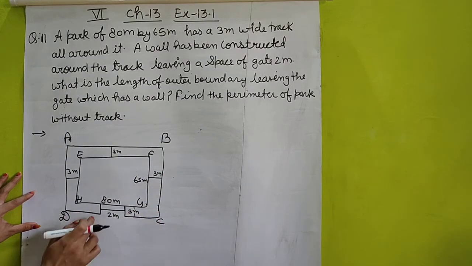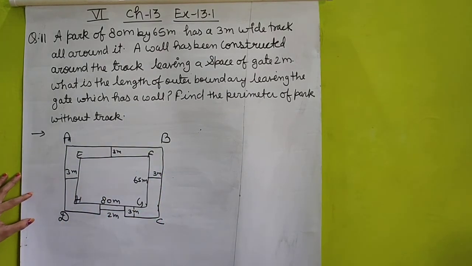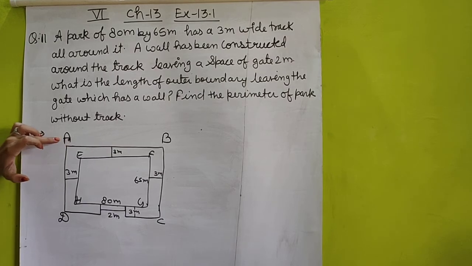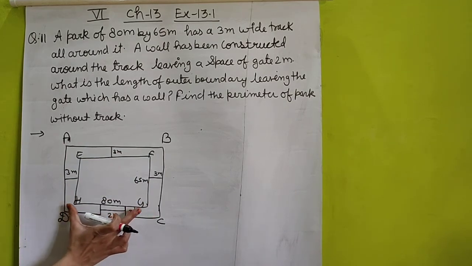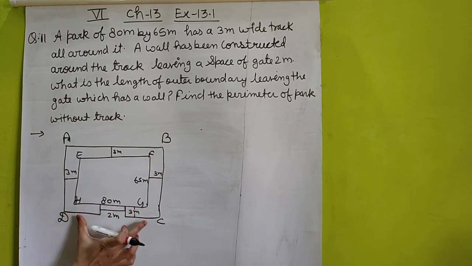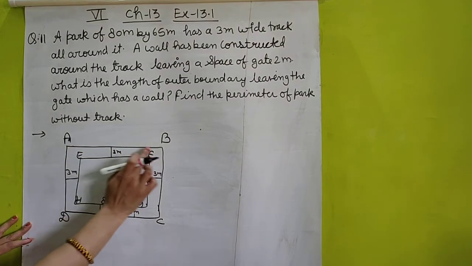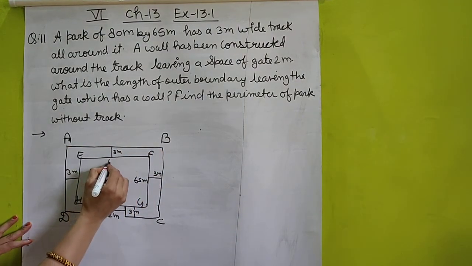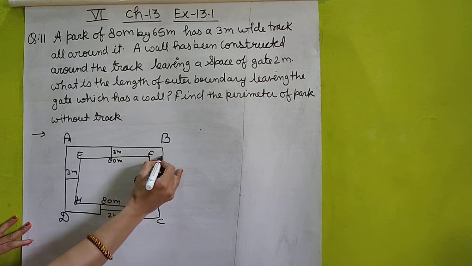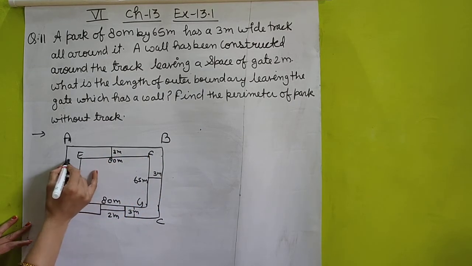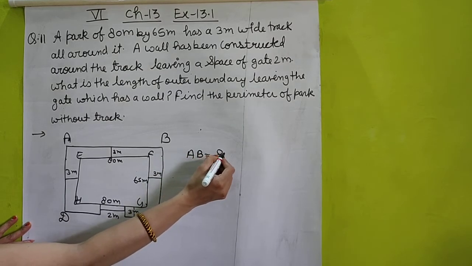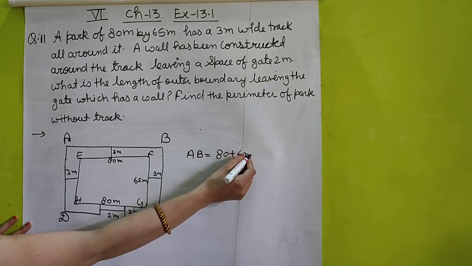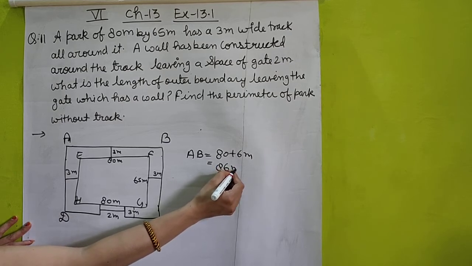Students, this is the shape of a rectangle. So the length of the outer boundary will be the perimeter of the outer rectangle. The outer rectangle is A, B, C and D. So first of all, the length of AB. Length of AB, students, is 80 meter. From here 3 meter added, and from here 3 meter added. So the length of AB will be 80 plus 6 meter. It will be 86 meter.